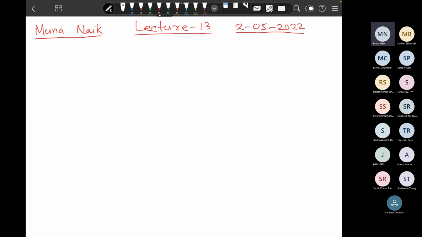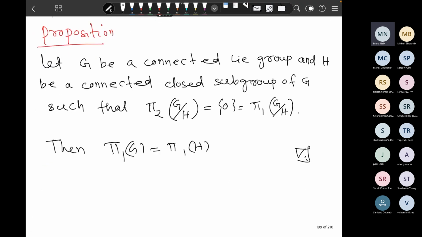Okay, welcome back to lecture 13 on Riemannian symmetric space. Last time we have seen that pi 1 of SO3 is equal to Z2. We have proved this. And towards the end, after we finished proving this proposition, let G be a connected Lie group and H be a connected closed subgroup of G, so that pi 2 of G by H is equal to 0 is equal to pi 1 of G by H. Then pi 1 of G is equal to pi 1 of H.